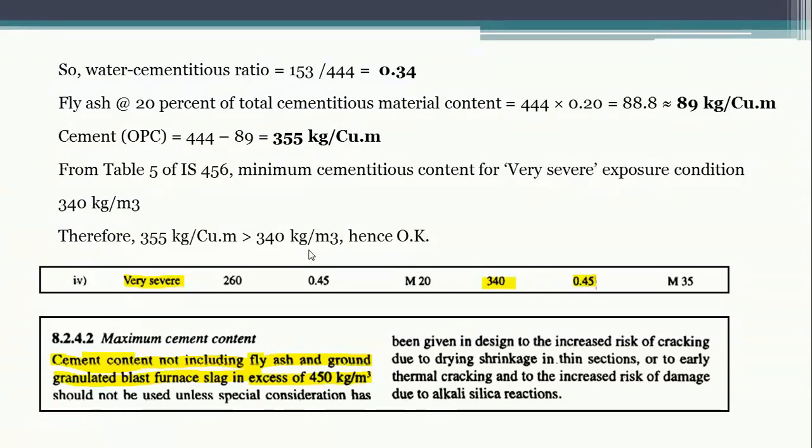If you use fly ash or GGBS, then you can reduce the cost, and certain cementitious properties will also be enhanced if you use mineral admixtures. Now 355 is the cement content, whether it is within the limit or not. For very severe exposure condition for durability aspects, the minimum cement content is 340. Whatever the cement that we have got is 355. As I already told in the previous two problems, whatever the value of cement content that you get, it should be in between the minimum cement content and the maximum cement content. The minimum is 340, what you obtained is 355, and the maximum is 450. So the value we got is within the limit, as per the IS standards.